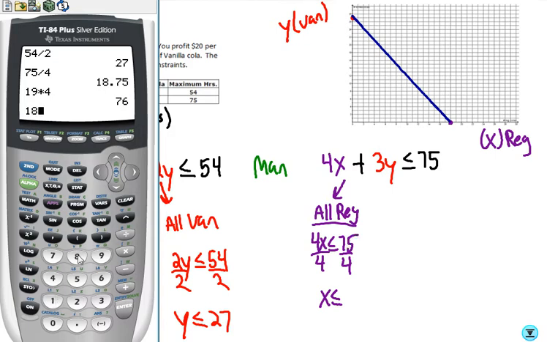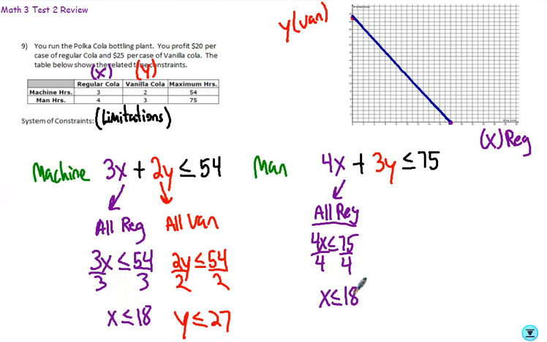So let me go down to 18 and see if I've got enough time to do that. Yeah, so we get 72. So that comes in under our number. So what we're going to say here is that we've got 18 cases that we can make.